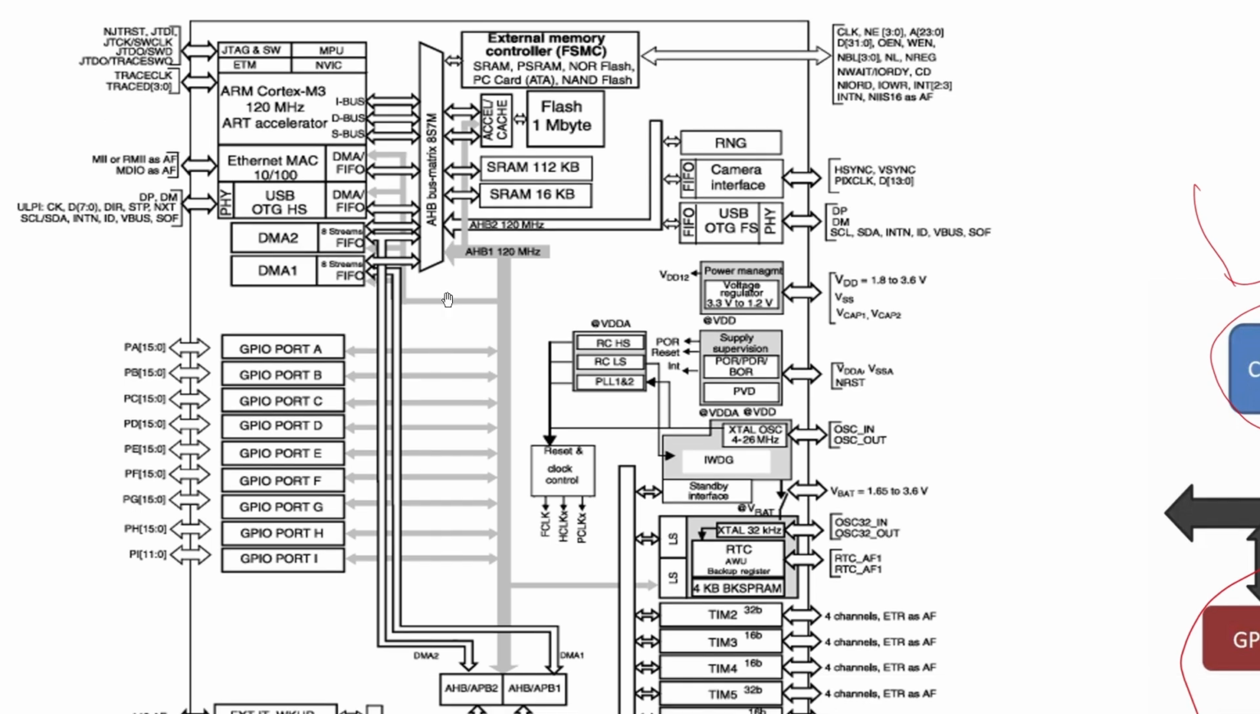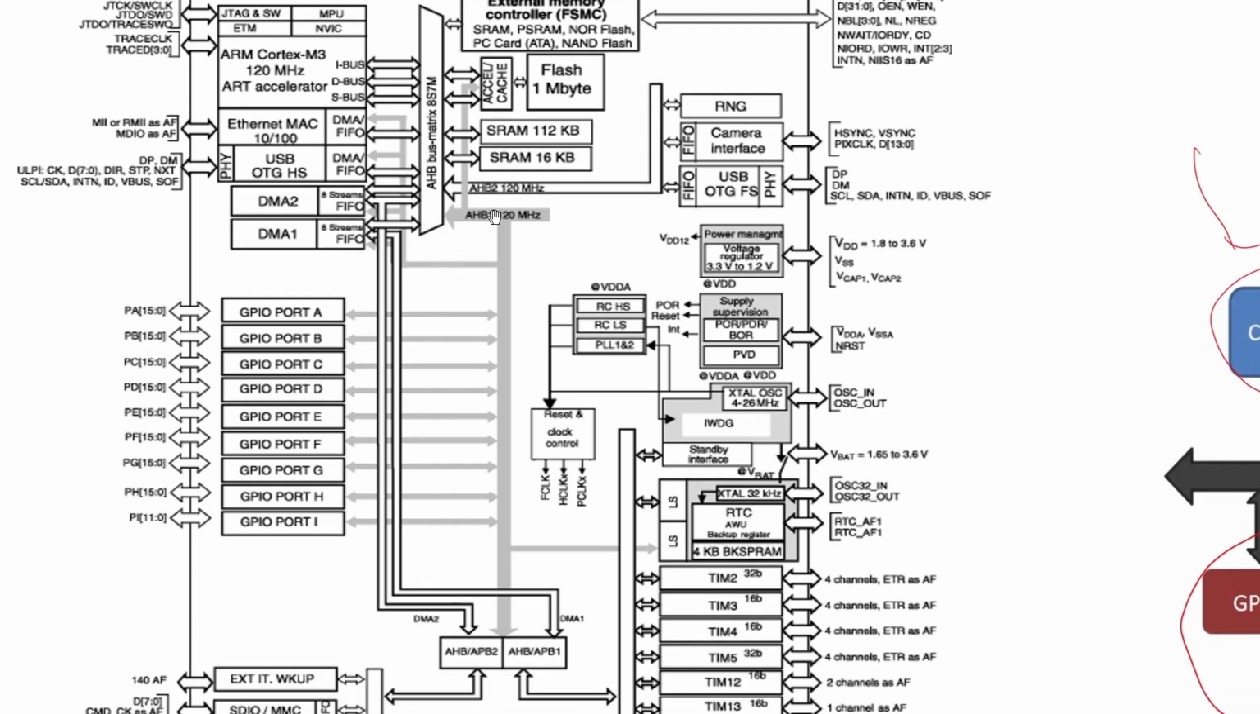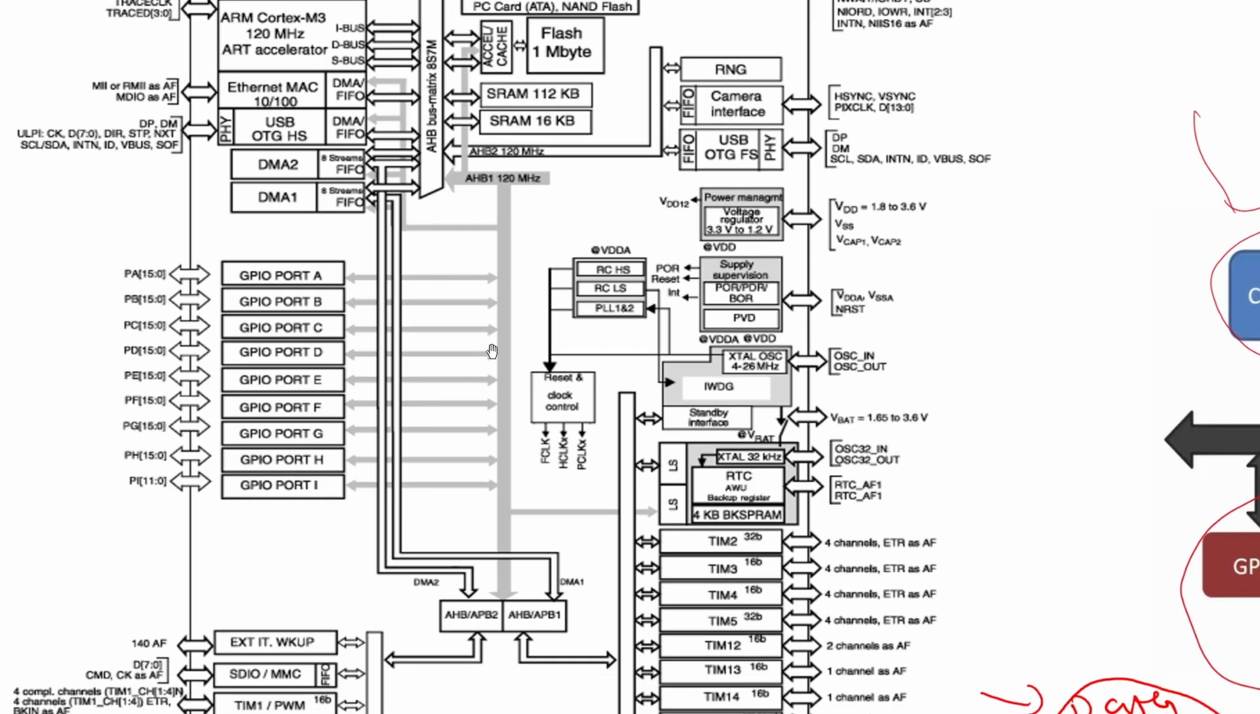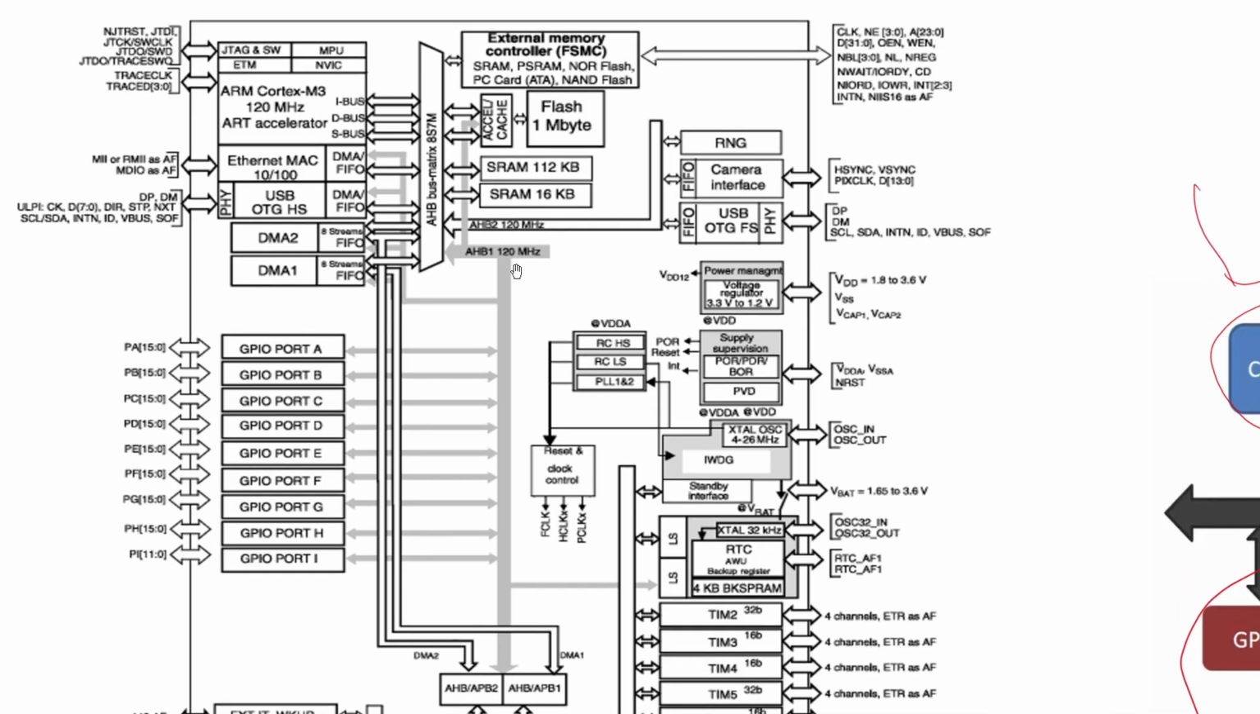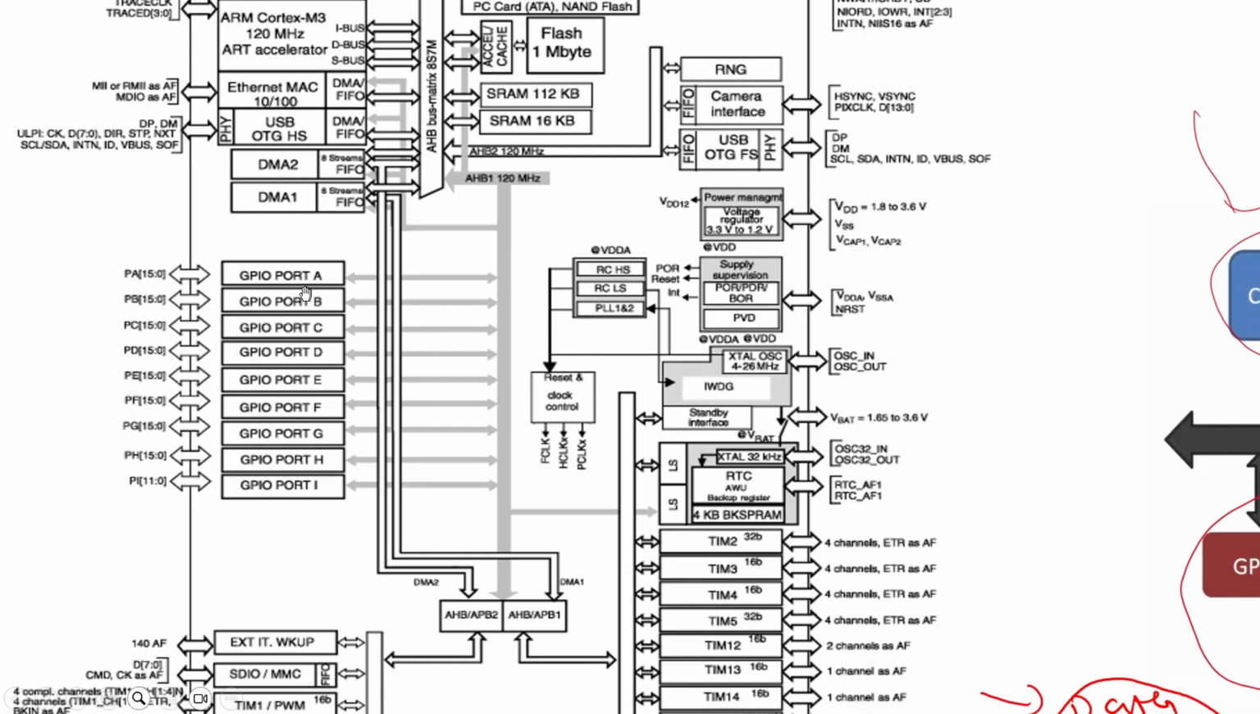The AHB bus matrix is connected to the AHB1 bus. The speed of the AHB1 bus is 120 megahertz frequency. It is very high. So what are the ports which are connected on the AHB1 bus? GPIO.